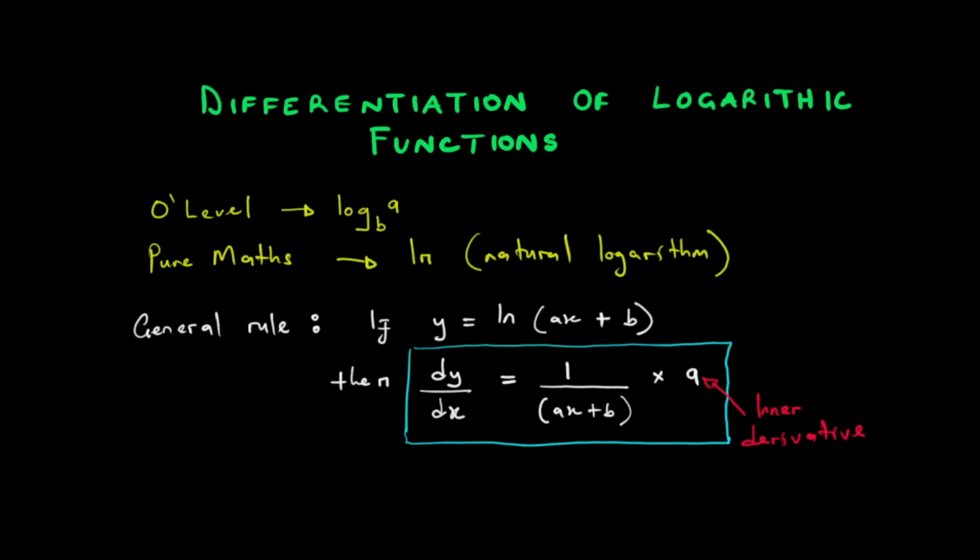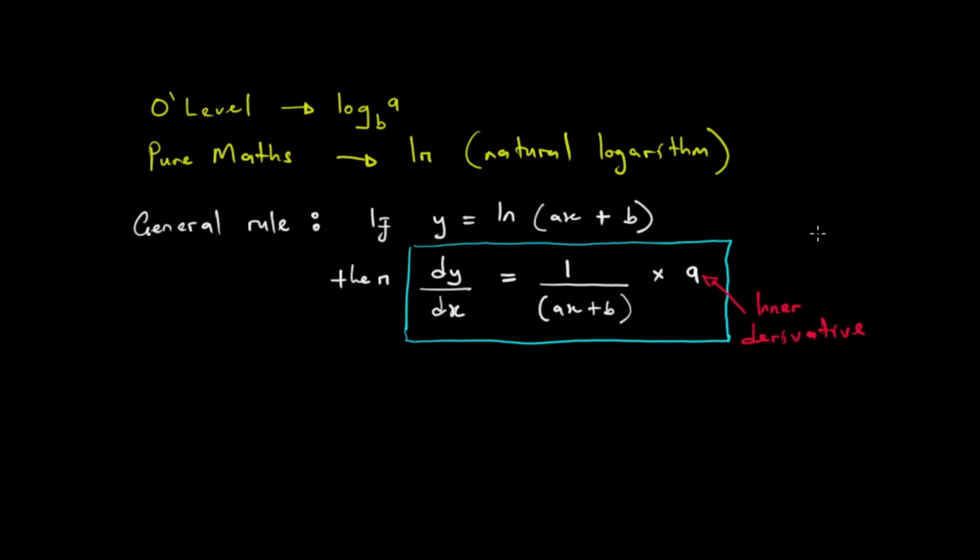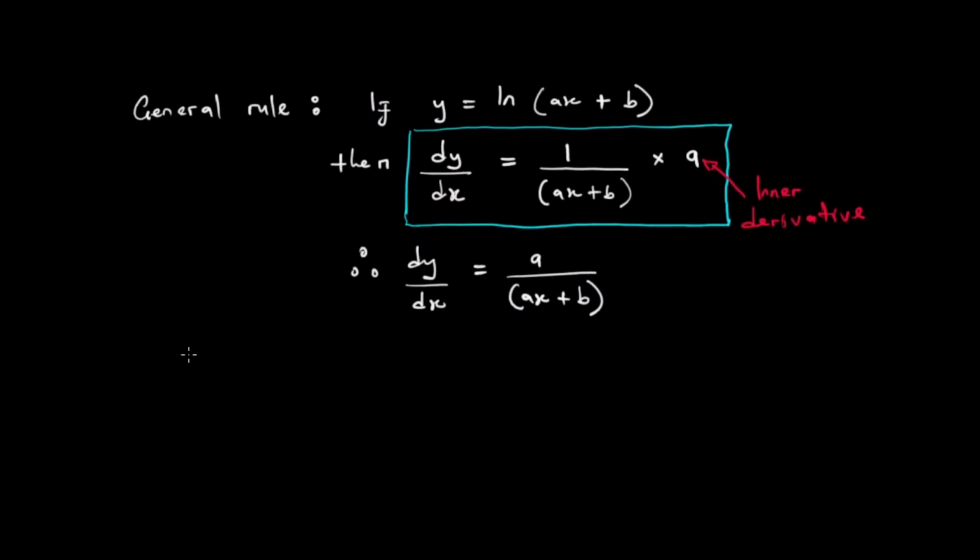So of course we can then write it like this. We can say therefore dy dx is equal to a over ax plus b. Meaning we are saying inner derivative over what comes after the natural logarithm, or the parameters of the natural logarithm, if we want to say it in a technical sense. Let us have an example, and hopefully it's going to cement what we are learning.